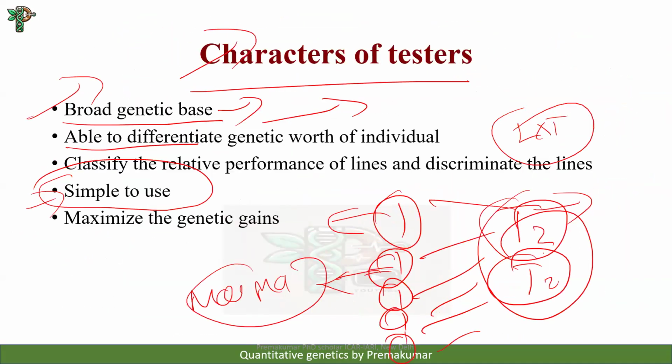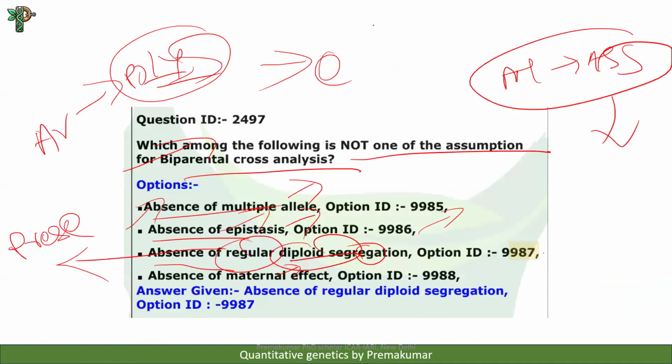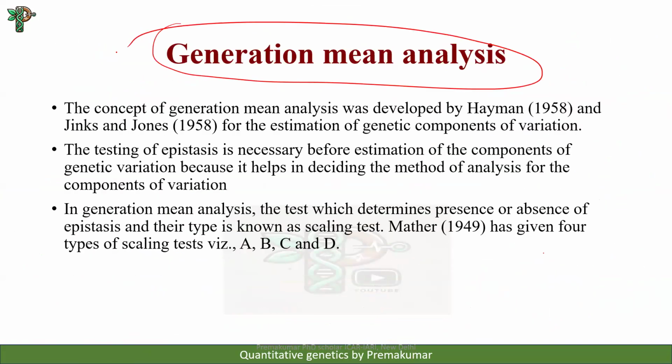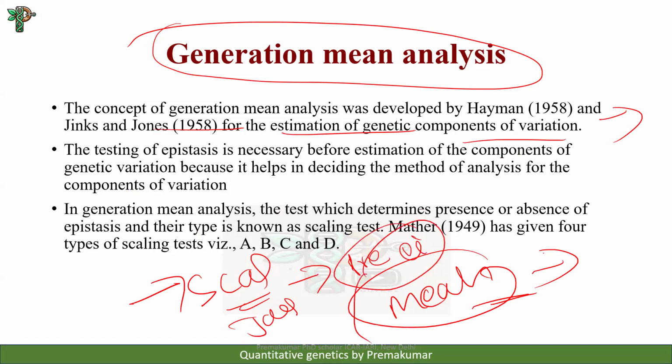Then another important analysis is called generation mean analysis. This concept was developed by Hayman, Jinks and Jones in 1958 for estimation of genetic components of variation. We have different models of generation mean analysis. It is completely based on the mean, the first order statistics, which has more precision. First we do a scaling test or joint scaling test, then we see the presence or absence of epistasis. Based on that, we have different models like the 3-parameter model, 5-parameter model, and 6-parameter model.